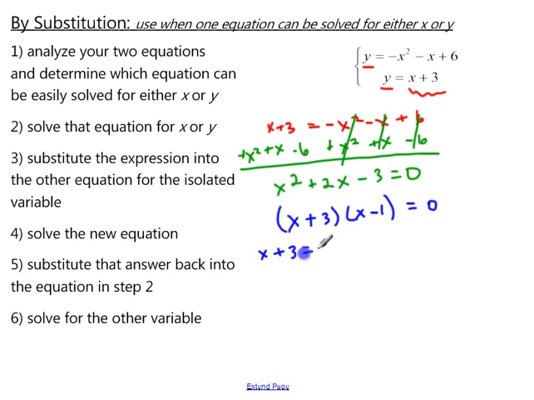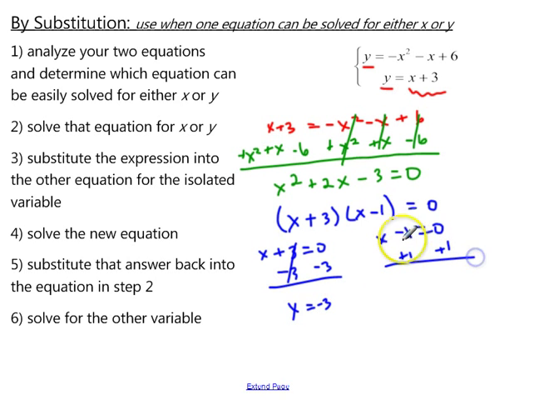So x plus 3 equals 0, and then x minus 1 equals 0. So when you solve this equation, subtract 3 from both sides, and we get x equals negative 3. Here, add 1 to both sides, and we get x is equal to positive 1. Now we have two different answers for x, and we need to solve for the other variable.